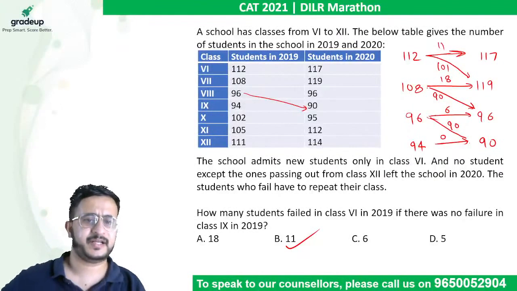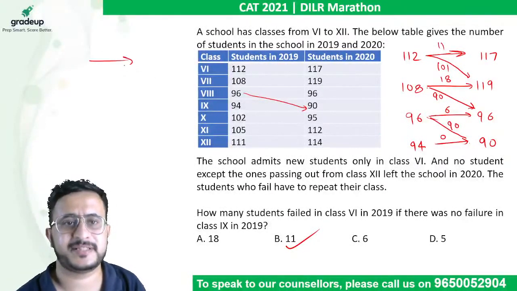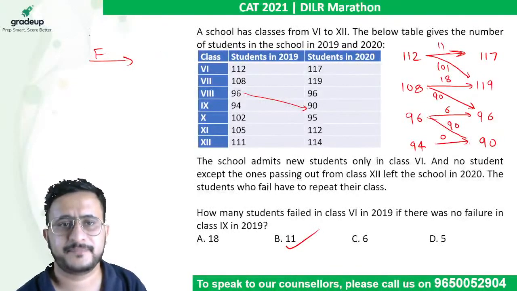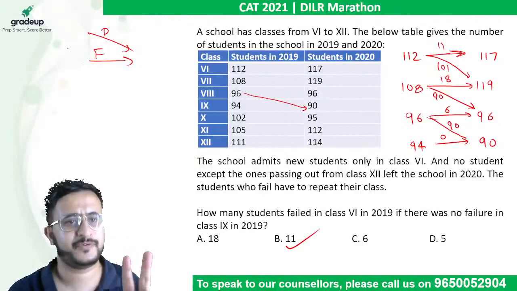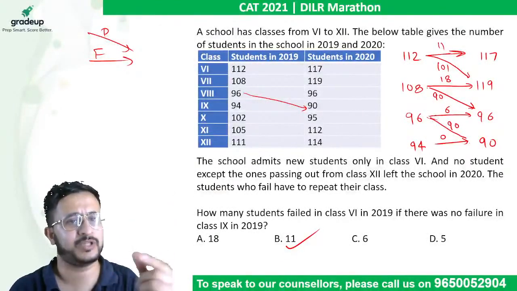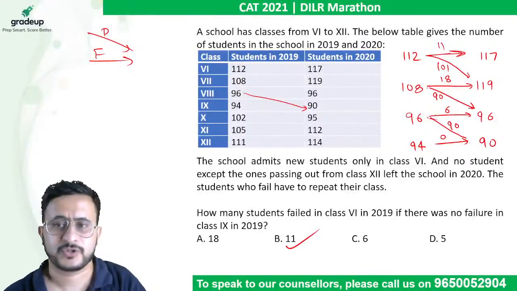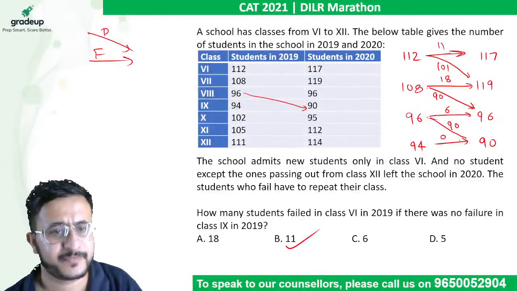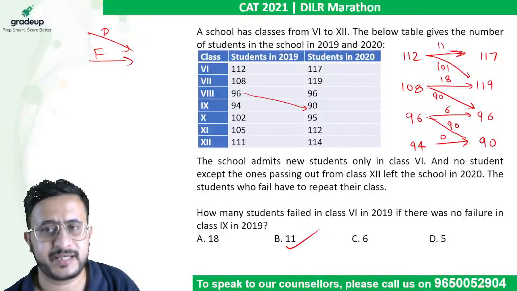"94 did not fail," right? So if 94 did not fail, so see this straight arrow represents कि fail वाले कितने, this represents pass वाले कितने. So in every class what will happen, either students who passed from previous class will come to the class, or the ones who failed in that class will go to that class. ठीक है, so class 9th में 90 students हैं, so that means कोई fail नहीं हुआ, so जो सारे 90 आए वो class 8th से आए.